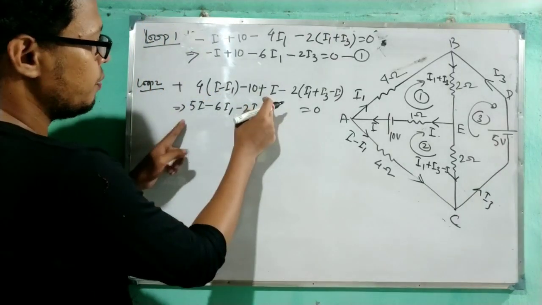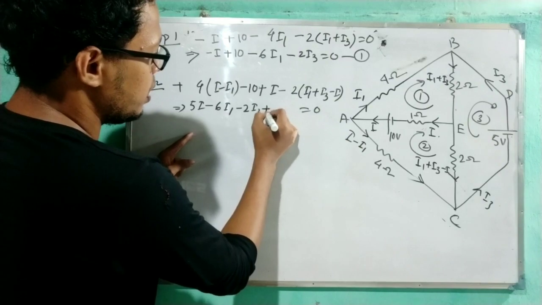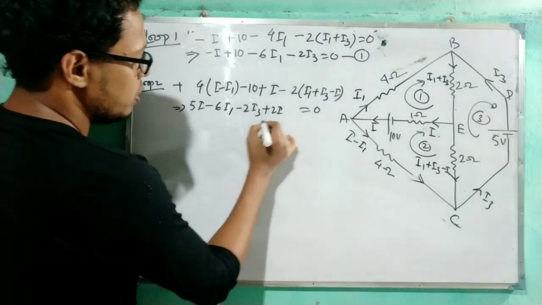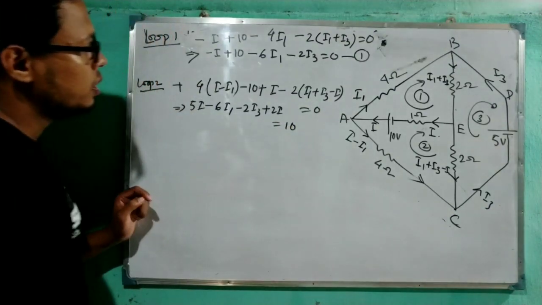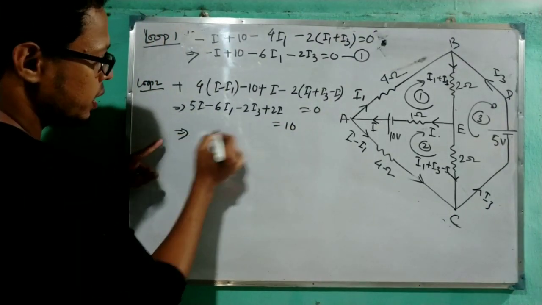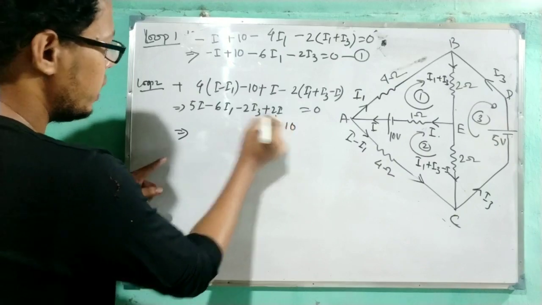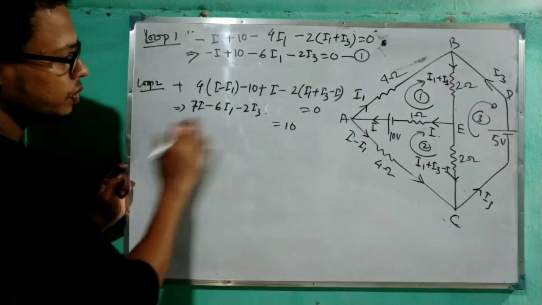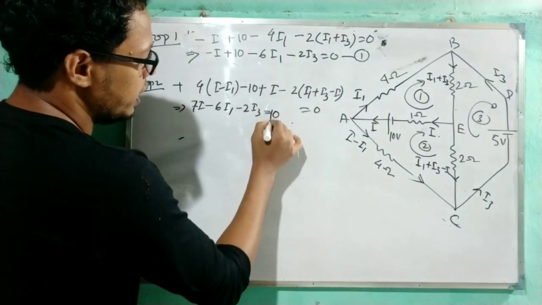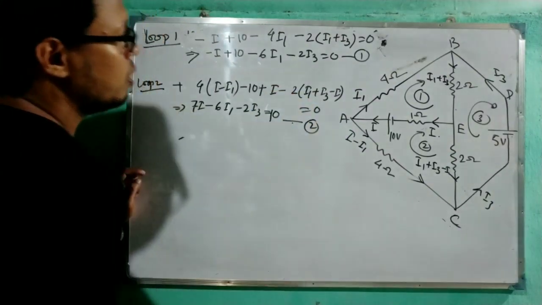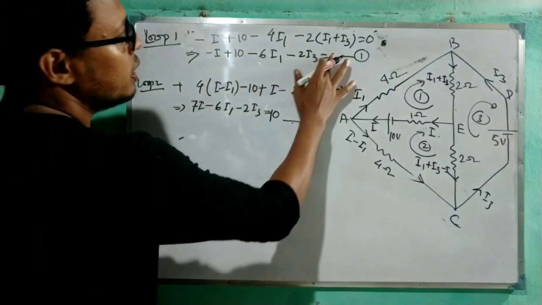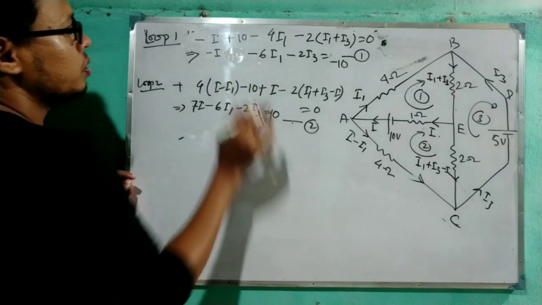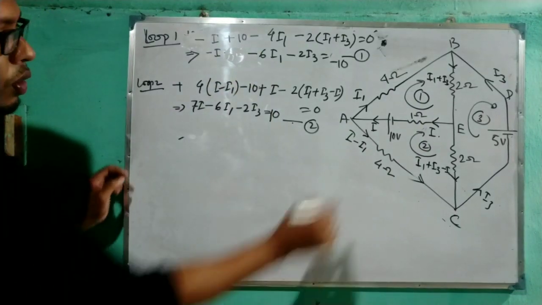4I plus I, 5I, and one more I is there, plus 2I also there, so equals to 10. From here I can write, this is 5I and 2I, so 7I I am writing over here. 7I equals 10, this is equation number 2, and from here we can write that it is minus 10 also. Clear? Now come to the third loop.